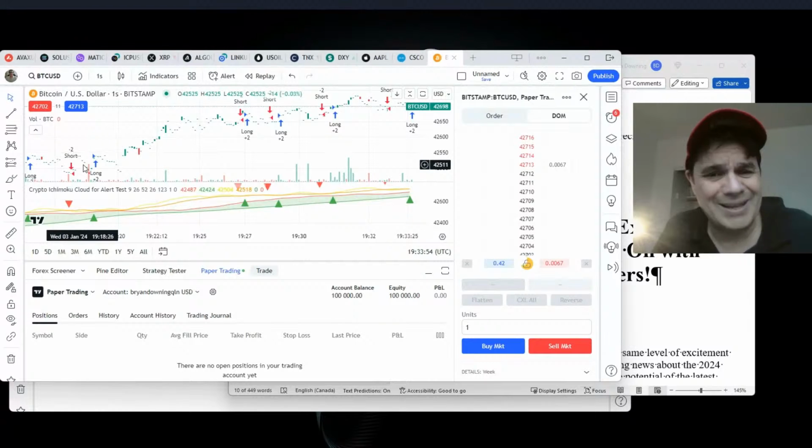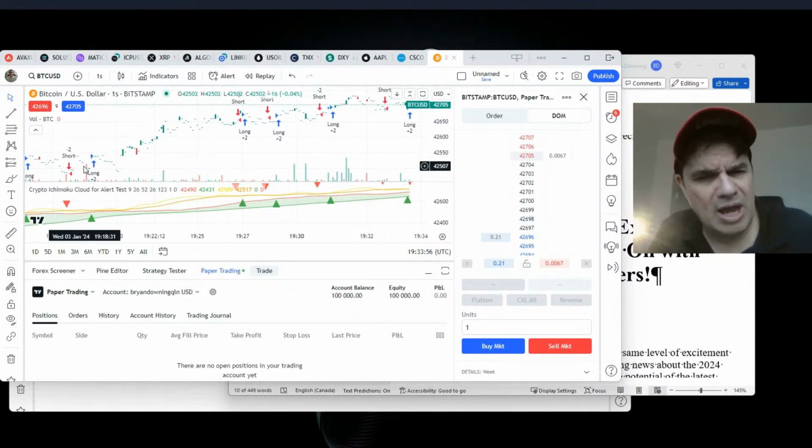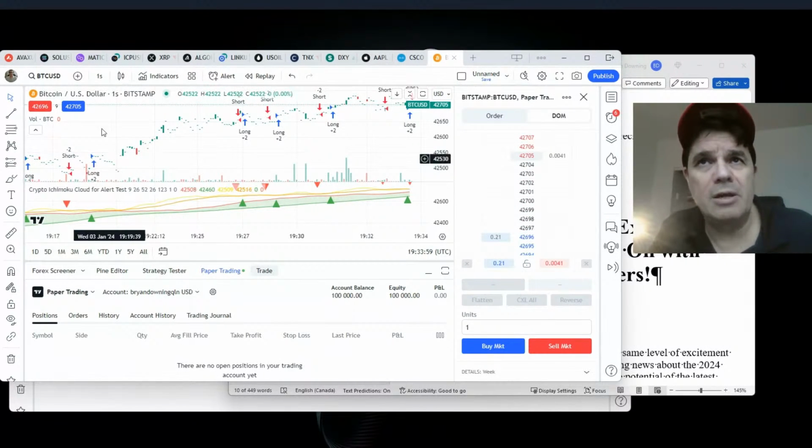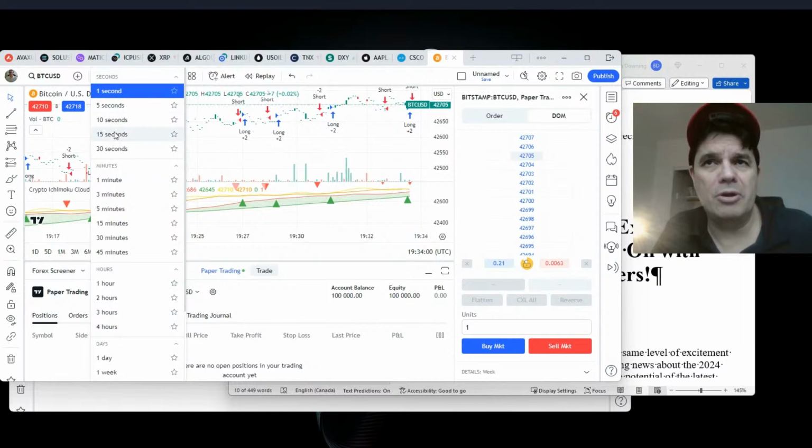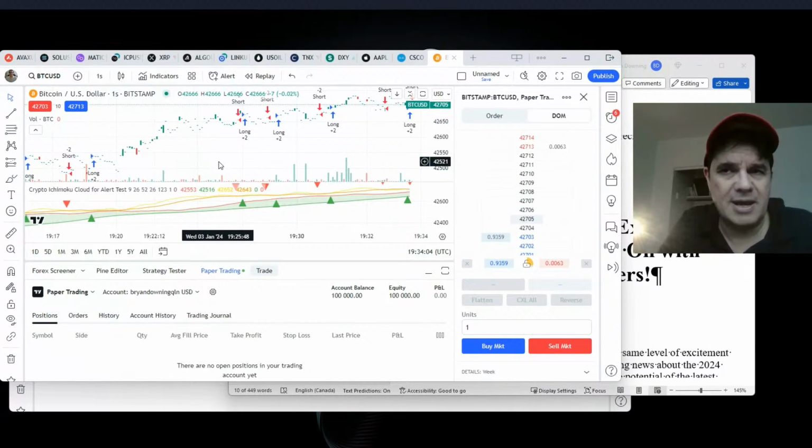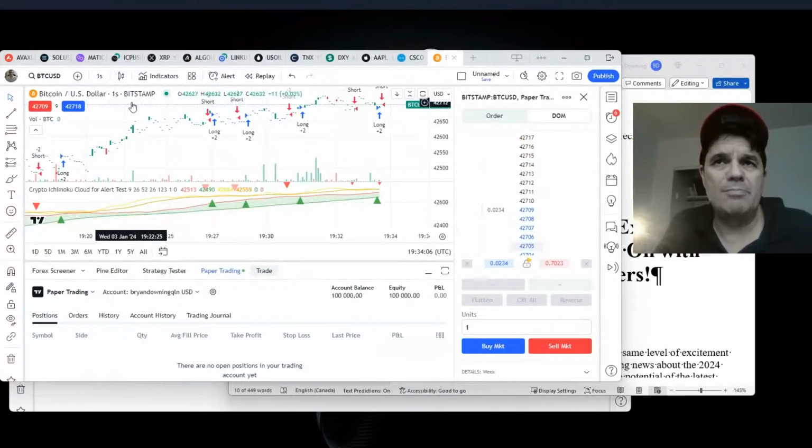Okay, 1 second. Most platforms do not go lower than 1 minute, but here you've got options to look at 30, 15, 5, and 1 second. So I'm just showing you the 1 second. Okay, so this is now with Bitstamp.